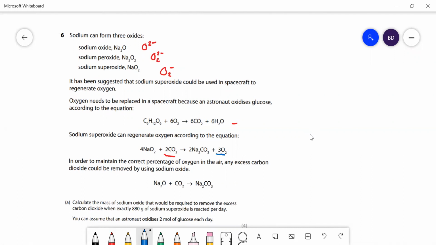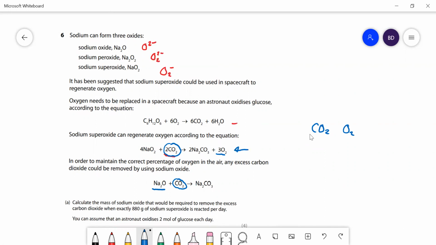But the key to this, if you notice, is that it's not using up as much carbon dioxide as it needs to, right? Because every time the astronaut makes 1 mole of CO2, he uses up 1 mole of oxygen. Well, here you're making 3 moles of oxygen, but you're only using up 2 moles of carbon dioxide, and that's why they need to use this one, the normal oxide, to absorb the carbon dioxide that is not absorbed as a result of generating the oxygen in this equation.